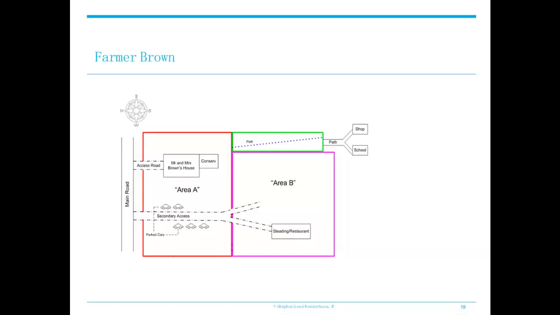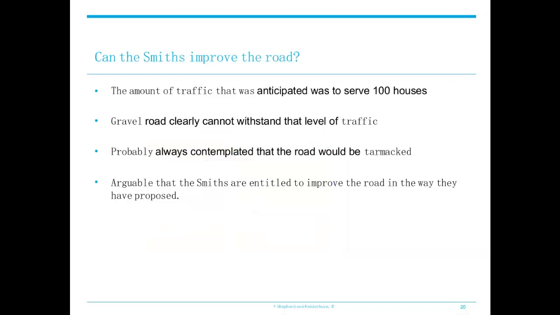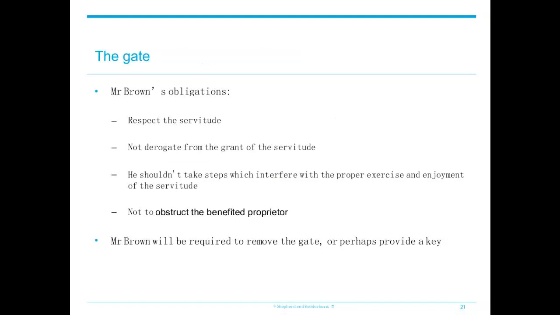In that case, given the amount of traffic that was anticipated to serve 100 houses, and the fact that a gravel road clearly cannot withstand that level of traffic, it was probably always contemplated that the road would be tarmacked, and it's therefore arguable that the Smiths are entitled to improve the road in the way that they have proposed. What about this gate? Has Mr. Brown got an obligation to remove the gate? Well, essentially, Mr. Brown's obligation is to respect the servitude.